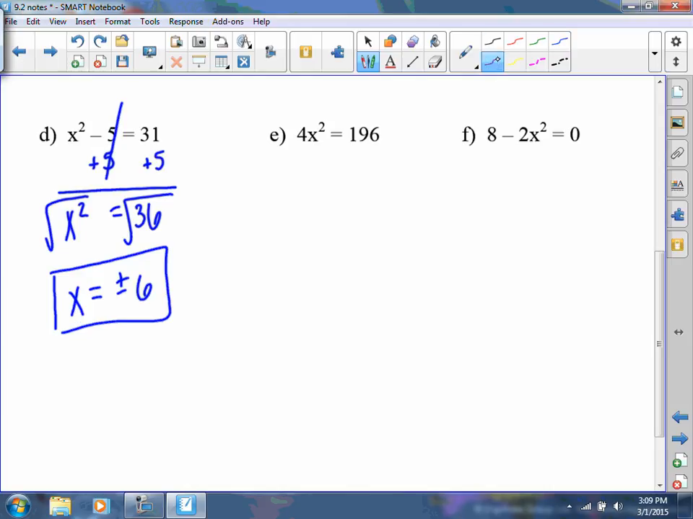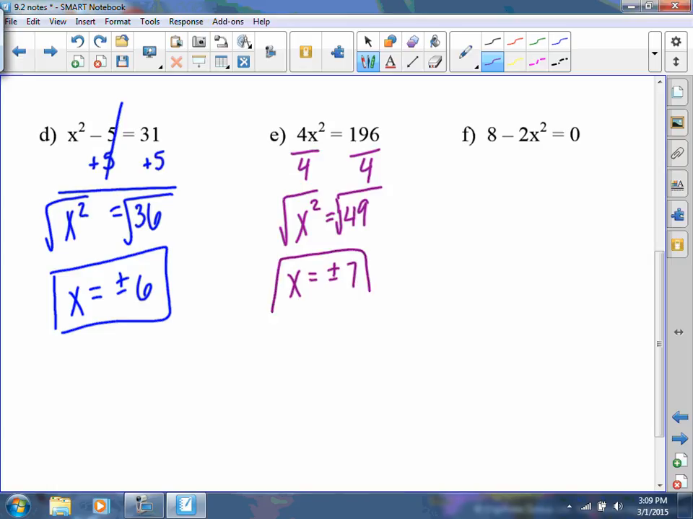Okay, for part E, the x squared has a 4 that's being multiplied by it, so I have to undo that. I have to divide by 4. So I'll get x squared equals 196 divided by 4 is 49. And then I can take the square root of both sides. 49 is not negative, so I can definitely take the square root of it. And the square root of 49 is 7, so I'll have plus or minus 7.